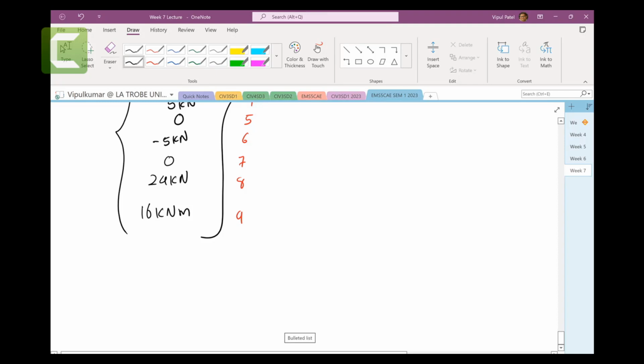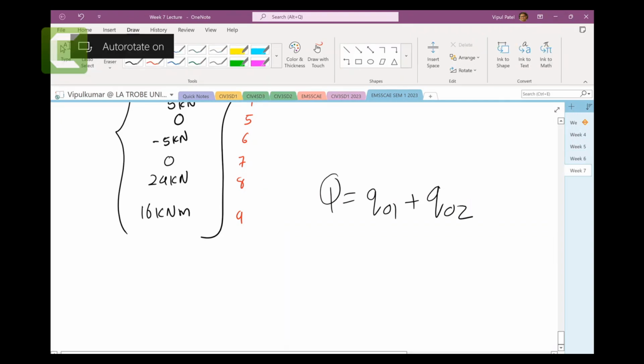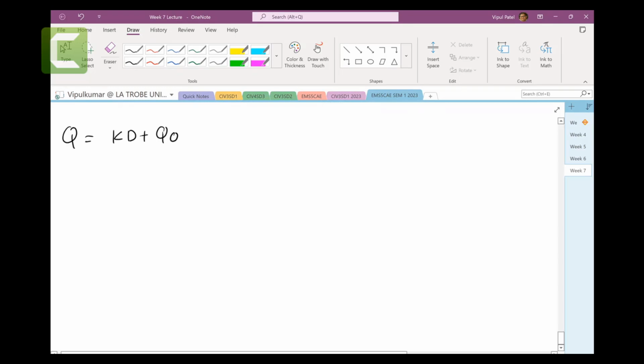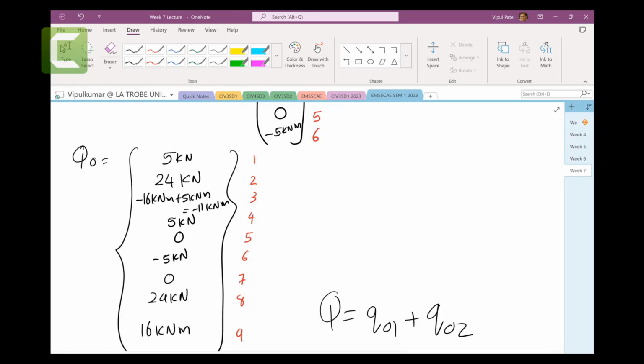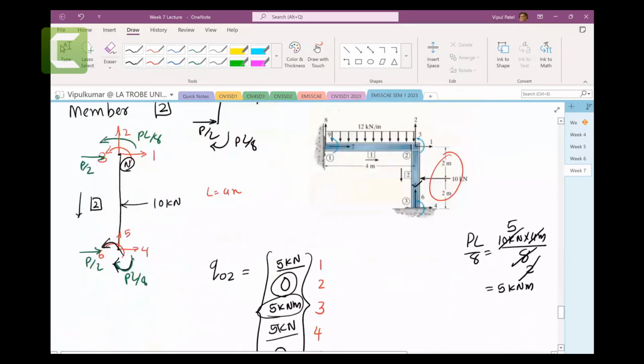Now, unmute yourself or put it in the chat if you have any questions. Getting Q equal to Q01 plus Q02, in fact we have all the values now. So in that case, we just need Q equal to KD plus Q0. We got this one, so now we need to put those values in our equation. First of all, let's get the Q. We got the Q before, right? I can show it to you again. There you go, I can copy that one.